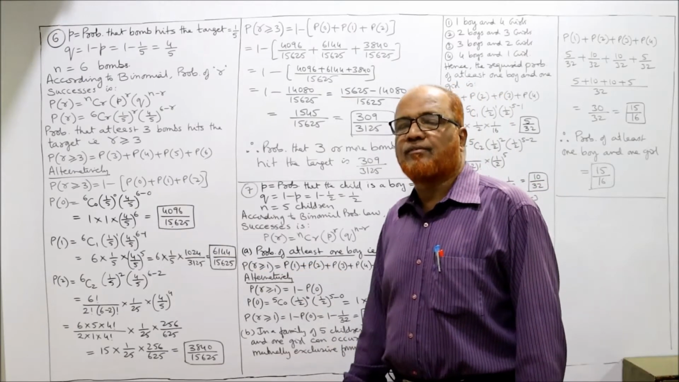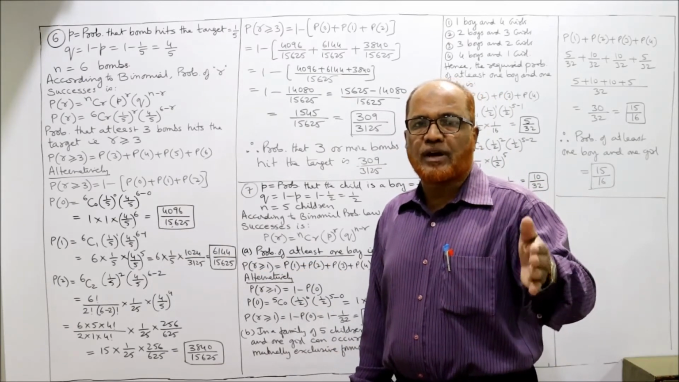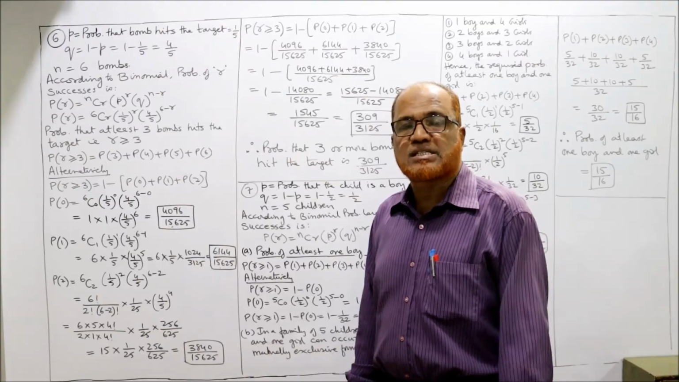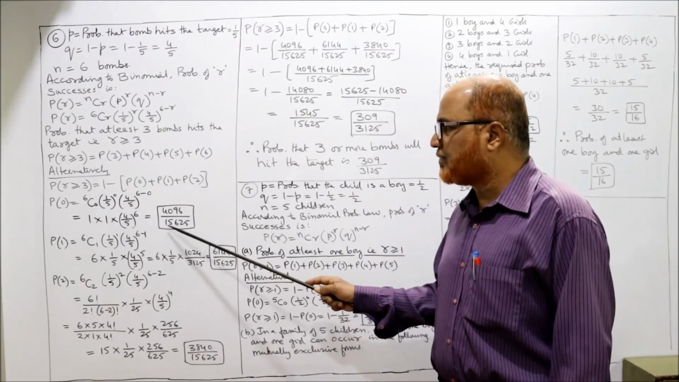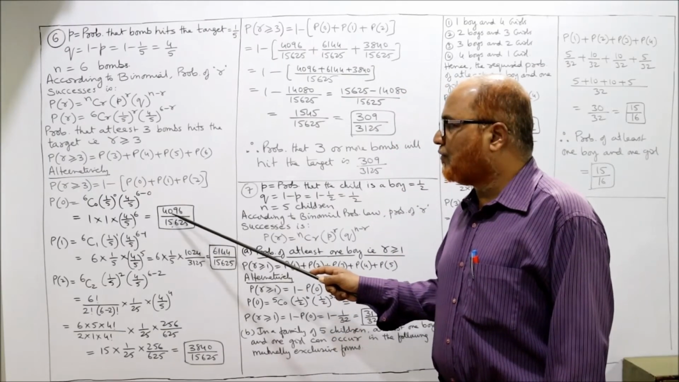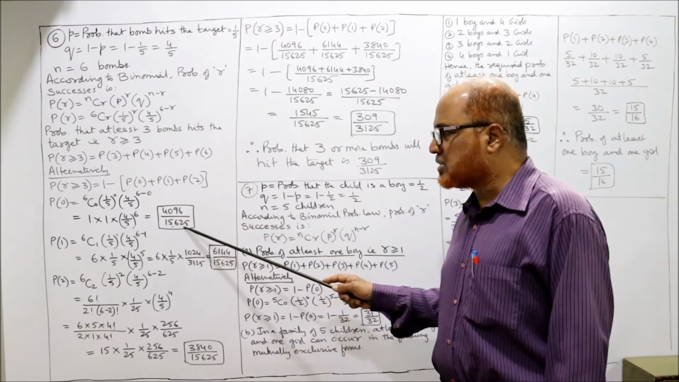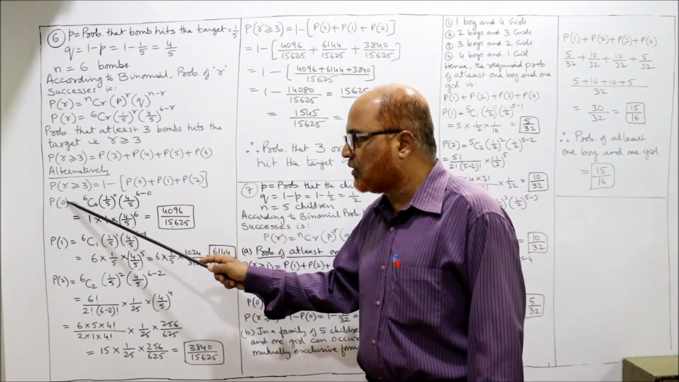Similarly, if you multiply 5 into 5 into 5 into 5 into 5 into 5, 6 times, you will get 15,625. So 4096 divided by 15,625 is the probability of P of 0.